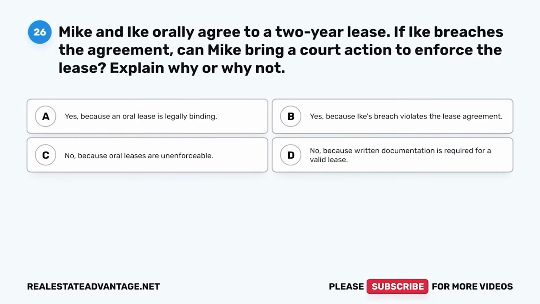Question 26. Mike and Ike orally agree to a 2-year lease. If Ike breaches the agreement, can Mike bring a court action to enforce the lease? Explain why or why not. A. Yes, because an oral lease is legally binding. B. Yes, because Ike's breach violates the lease agreement. C. No, because oral leases are unenforceable. D. No, because written documentation is required for a valid lease.